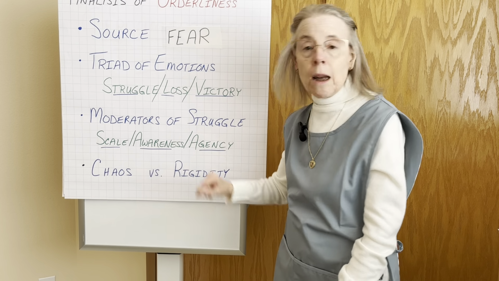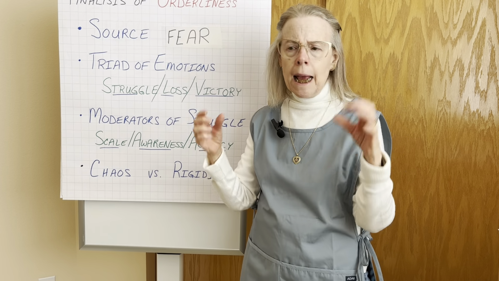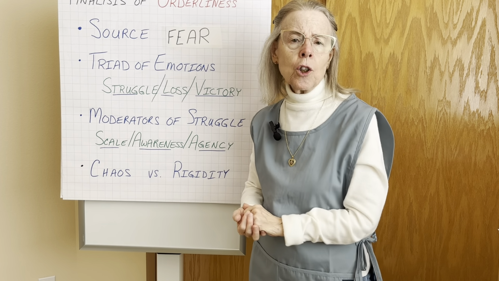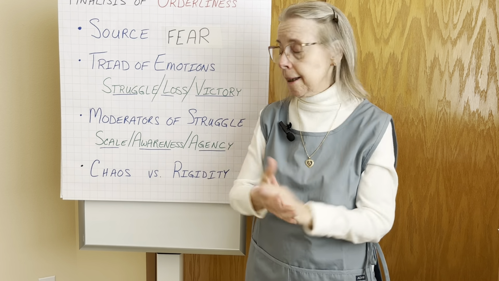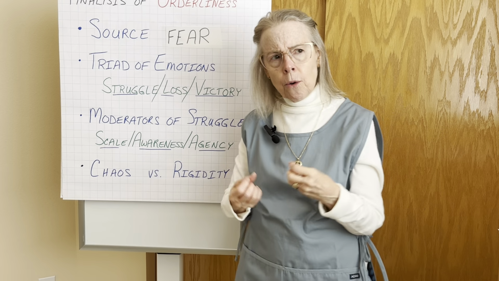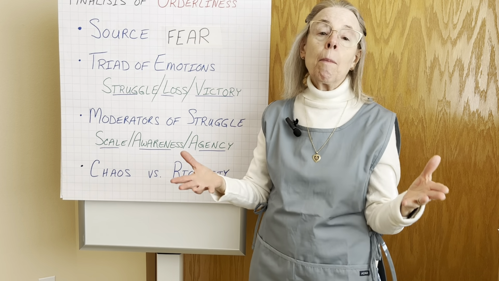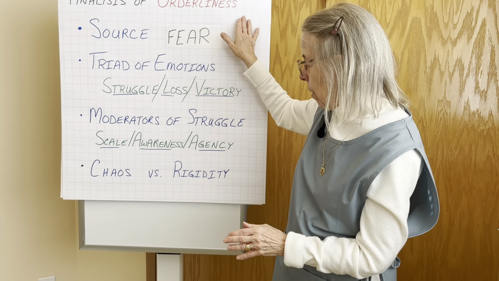Then we also looked at awareness. How much was our character cognizant that they were making a choice either in favor of orderliness or to ignore orderliness? And finally, the question of agency. To what degree did our character actually even have the power to act? So those were the moderators of orderliness.